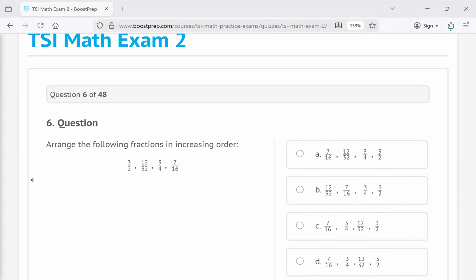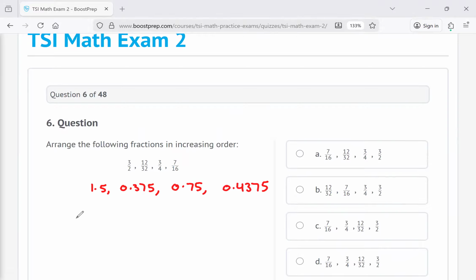Arrange the following in increasing order, from least to greatest. We have 3/2, 12/32, 3/4, and 7/16. You can use your calculator if you want. 3/2 is the same thing as 1.5. 12 over 32 is the same thing as 0.375. 3/4 is the same thing as 0.75, and 7/16 is 0.4375.